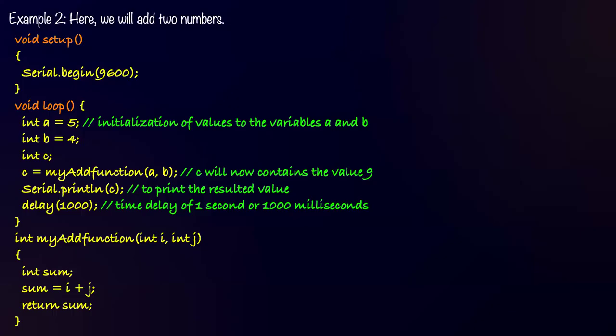So here is an example. Now we'll be adding two numbers. What we are doing is by using the function. Inside void setup, as we all know, Serial.begin is being declared as 9600.